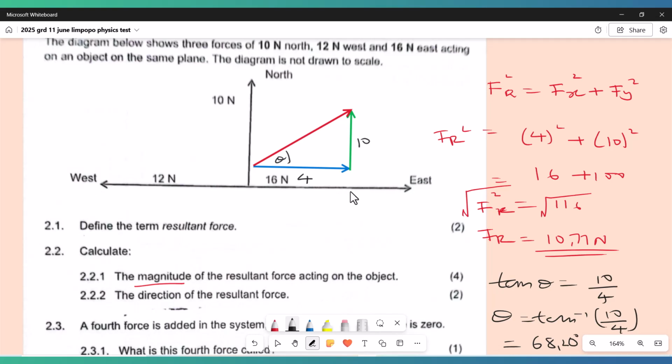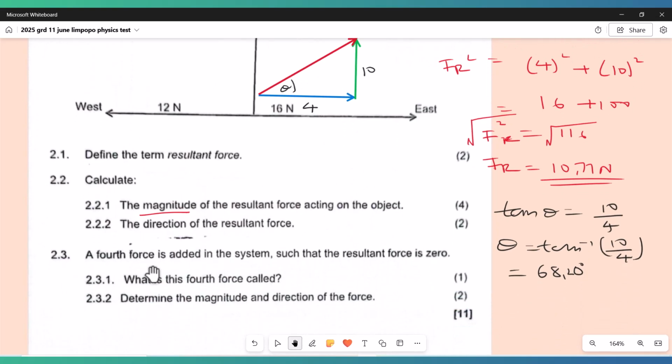Then they say here we should also find out that a fourth force is added in the system such that the resultant force is 0. What's this force called? If our resultant is like this, to get another force added to it making it 0, we call it the equivalent force.